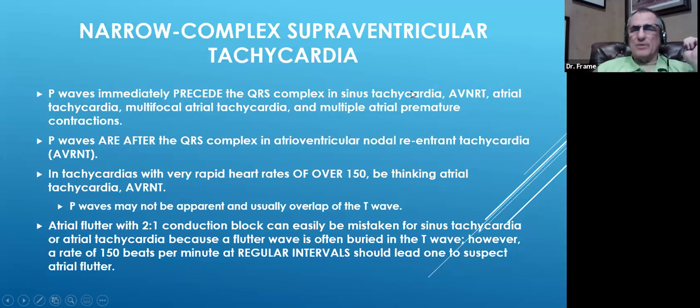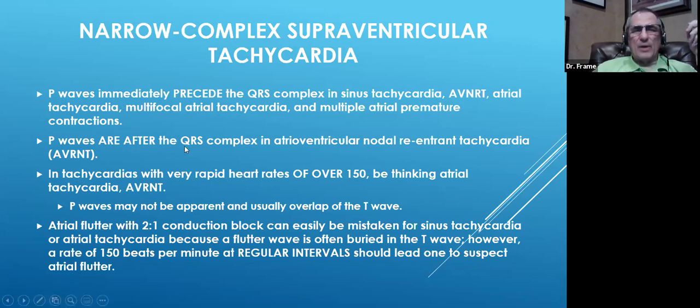P waves: sinus tach, AV nodal reentry tachycardia, atrial tachycardia, multifocal atrial tachycardia, and don't worry too much about the last one, you're not going to see it. So sinus tach, AVNRT, atrial tach, multifocal atrial tach, those are going to be the big ones that are still showing you P waves. And if you're showing P waves, then the QRS more likely than not is going to be narrow complex.